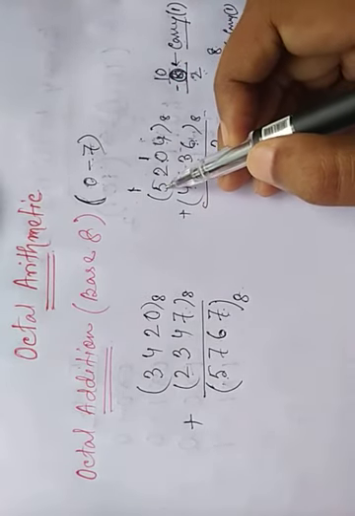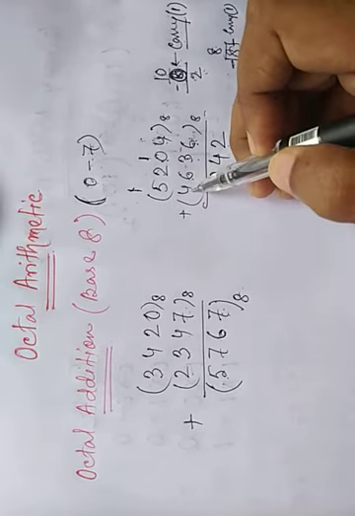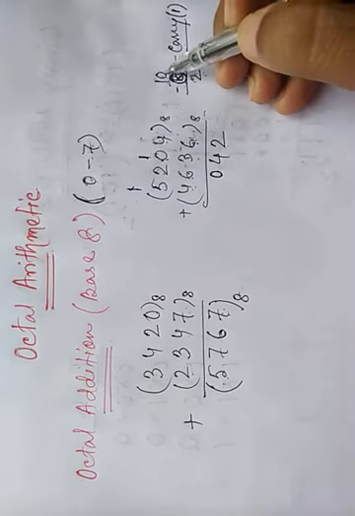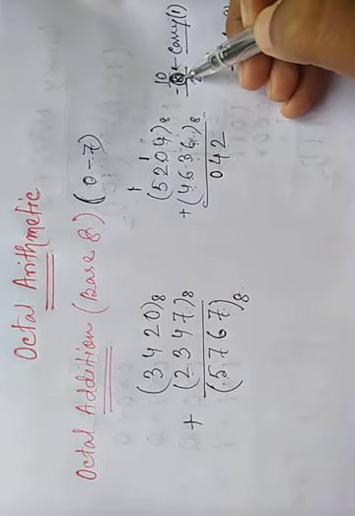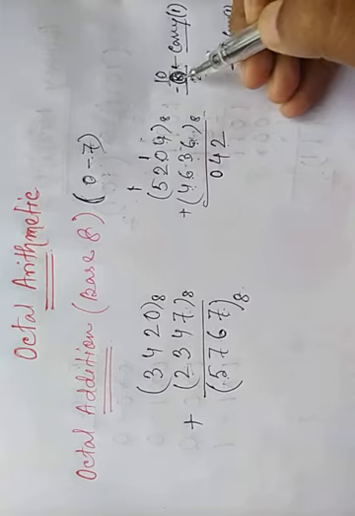Now 5 plus 1 plus 4 is 10. Again 10. 10 means if we subtract 8, it gives 2.